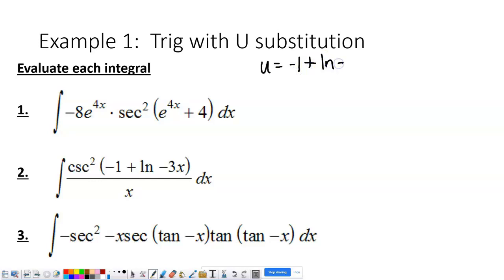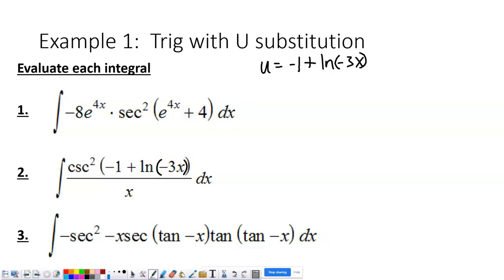Now, I don't like the way this looks. You know what this looks like to me? It looks like it says -1 plus ln minus 3x. Well, you can't subtract something from ln, so this is not ln minus 3x. What this is, is ln of 3x. So you might want to throw some parentheses on there.